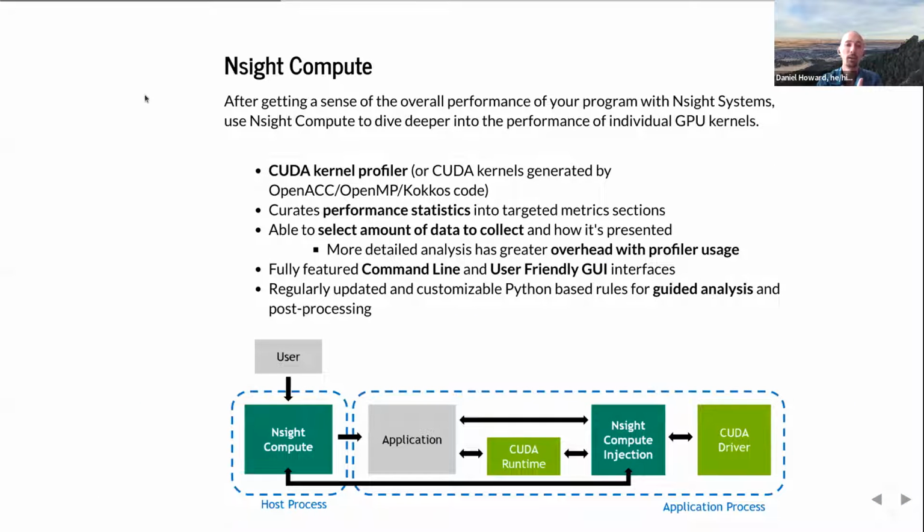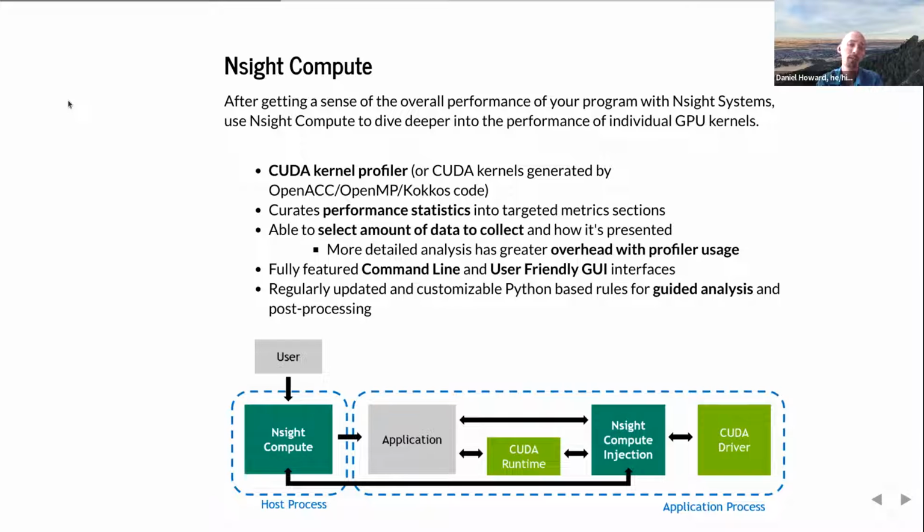So NSight Compute, again, it's a CUDA kernel profiler, so it specifically focuses on specific kernels. And I was mentioning these are CUDA kernels. Even though you're running OpenACC or OpenMP, sometimes even Kokkos code, which are basically just directives or some other interface for specifying a parallel region of your code. When you're working on NVIDIA GPUs, all of these methods are generating CUDA kernels regardless. So NSight Compute is always analyzing a CUDA kernel. It's then curating performance statistics into targeted metric sections, as we'll see in the GUI later on, or a printout kind of like you would see from NVProf. And you're able to even select the amount of data collected from NSight Compute and how it's presented. So there are various ways to configure and change the way that these profilers are gathering data.